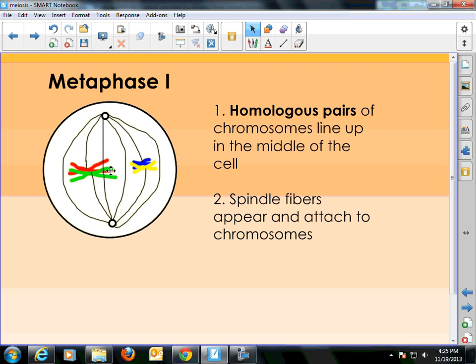After that, these pairs are going to then move to the middle of the cell, just like in mitosis, where they lined up end to end. In this case, it's the pairs that are going to line up end to end. The homologous pairs line up in the middle with the spindle fibers attaching to these homologous chromosome pairs.